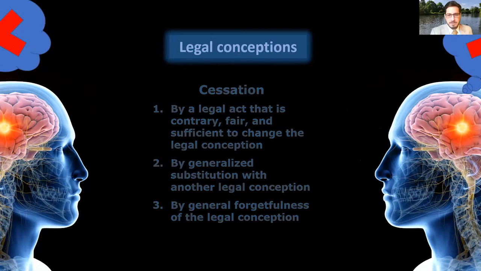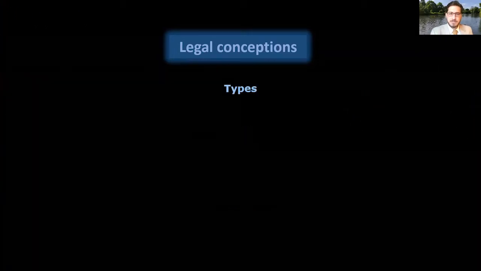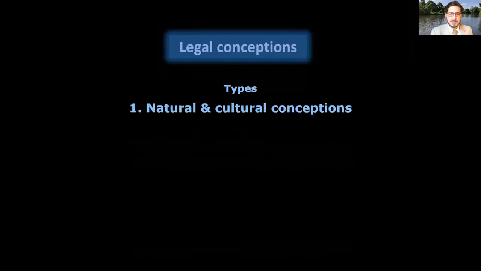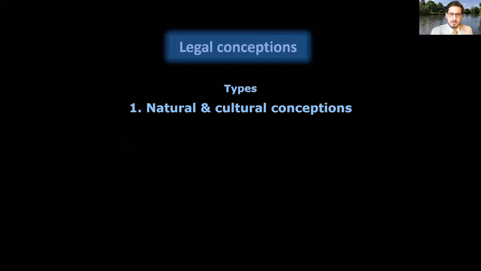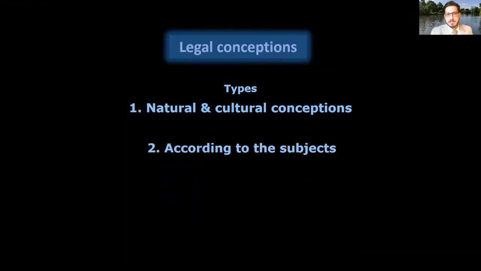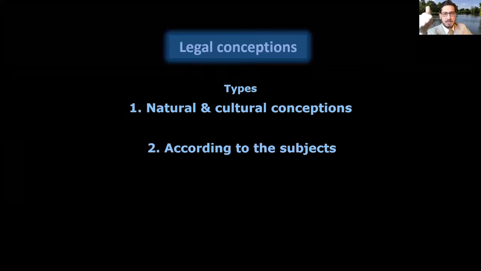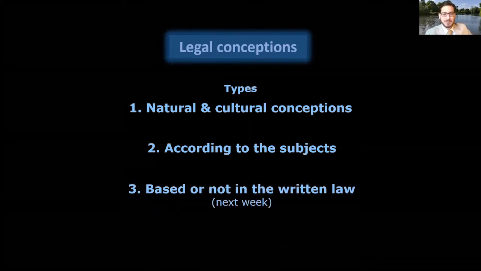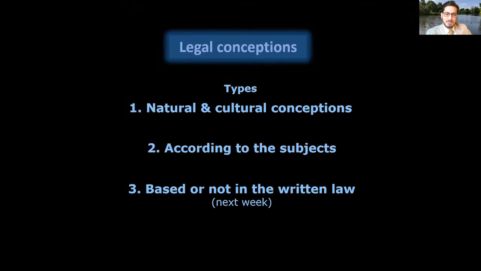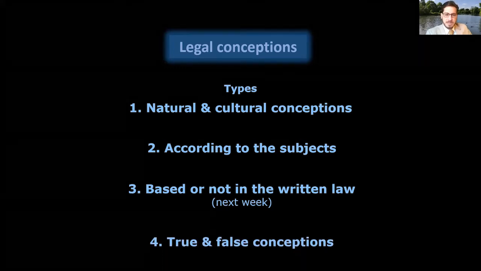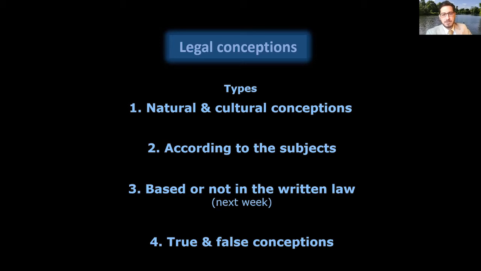As we have said. Okay, now we will see some types of legal conception. We will see natural and cultural conceptions, a distinction of legal conceptions. Seeing the subject, it could be a conception of an individual, of a group, of the whole society, of the whole humanity could be also. And based or not on the written law, this we will see in detail next week. And finally, legal conceptions could be true or false. It is clear, no? It is clear.